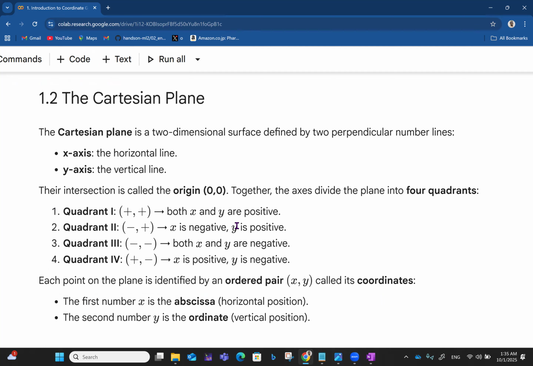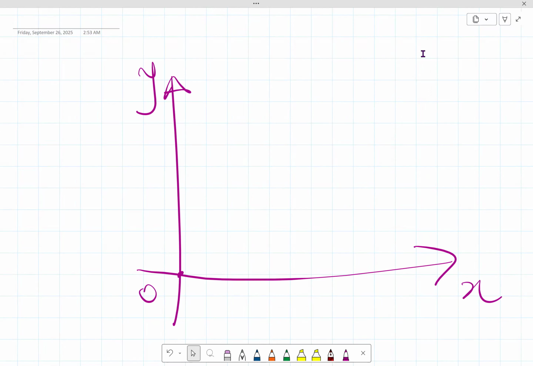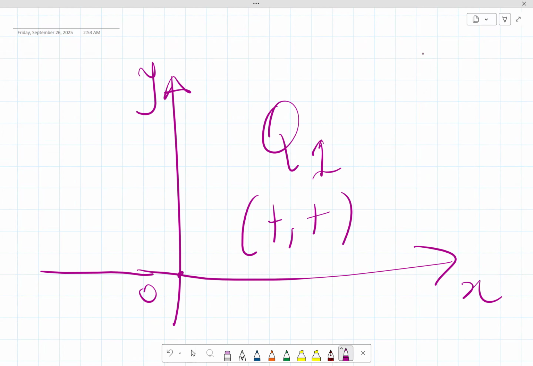Okay, we have quadrant 1, both x and y are positive. Quadrant 2, x is negative, y is positive. Quadrant 3, both x and y are negative. And quadrant 4, x is positive and y is negative. So talking about these quadrants now, we are simply talking about a situation like this, where this is quadrant 1. Quadrant 1, you have x positive, y positive. And this is quadrant 2, where x is negative and y is positive.